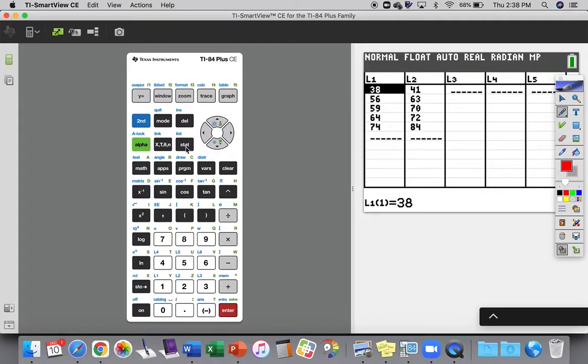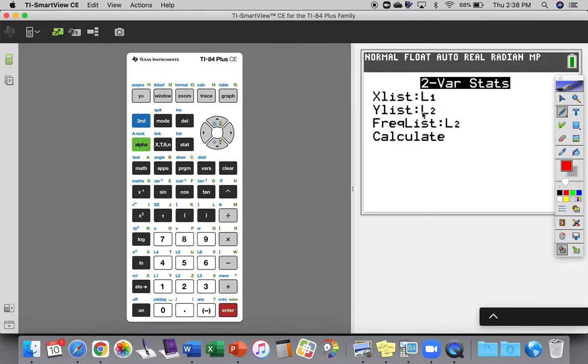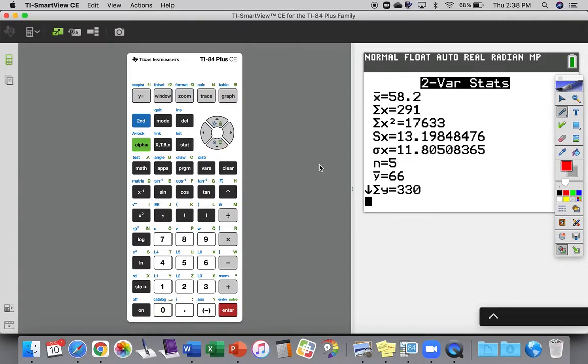We did stat, we did calc. This is 2 variable stats. My x's are in list 1, my y's are in list 2. Oops. Look at this. I had frequency list 2. We want that to be empty. Clear that out. Nothing in frequency list ever. That was from a different class. Here we go. Now we get the right answers.